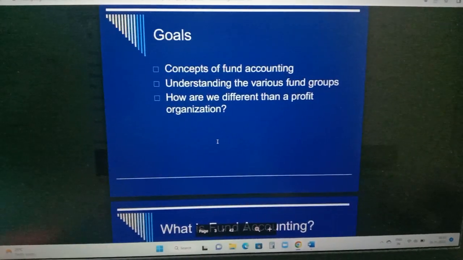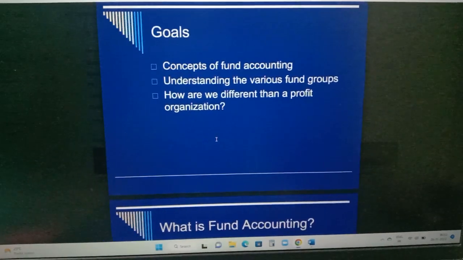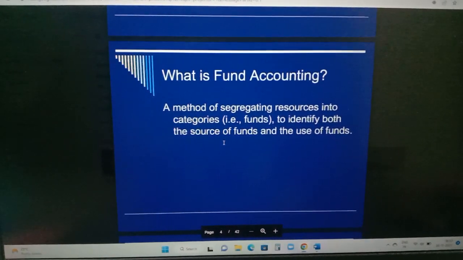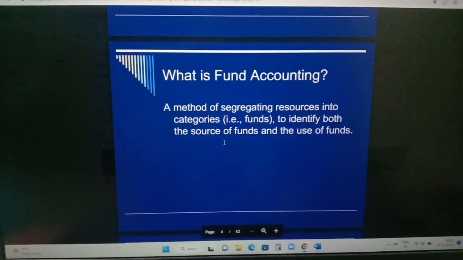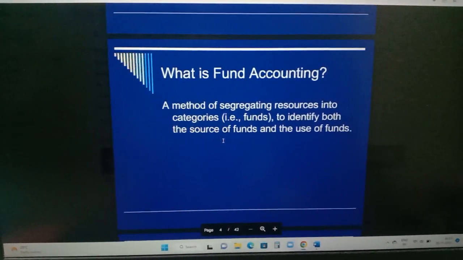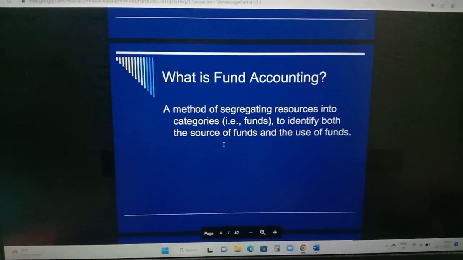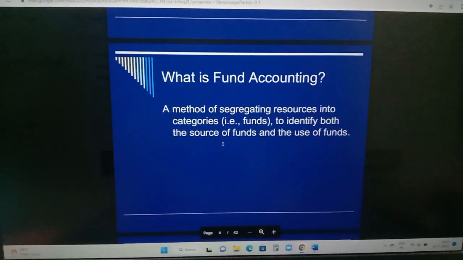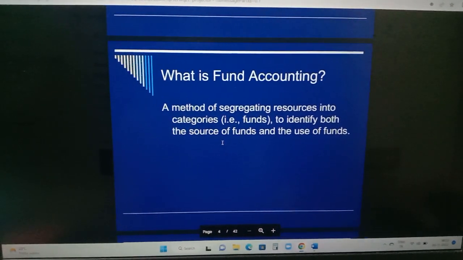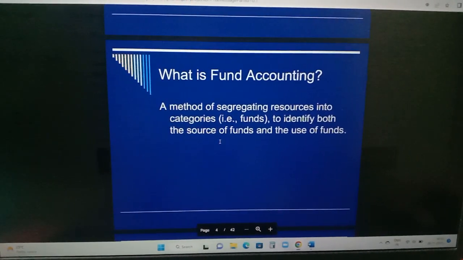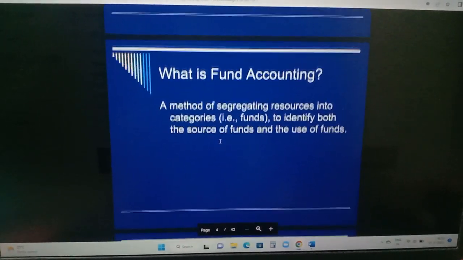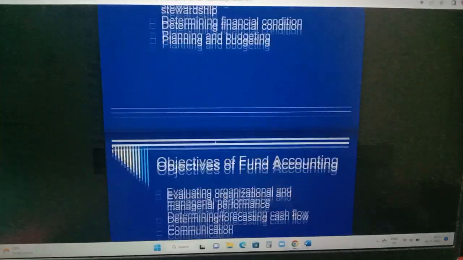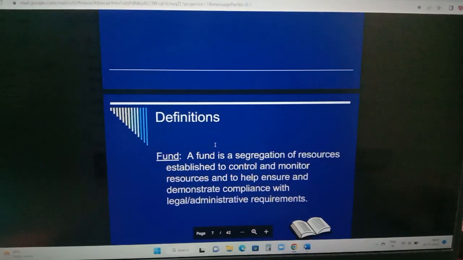We have various concepts of fund accounting, meaning various fund groups. Fund accounting is a method of segregating resources into categories, which are funds, to identify both the sources of funds and the use of funds. And here they have included objectives. Let's go through them one by one.